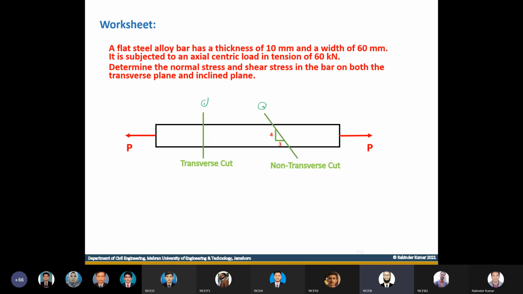Sir, the normal value will come 100. And shear? Sir, I am calculating that. Okay. Anyone else? Why girls are not participating in this class?